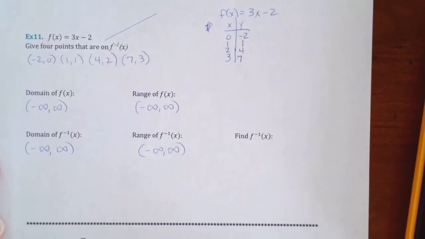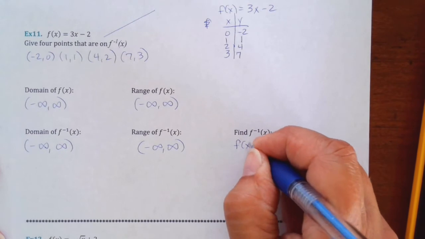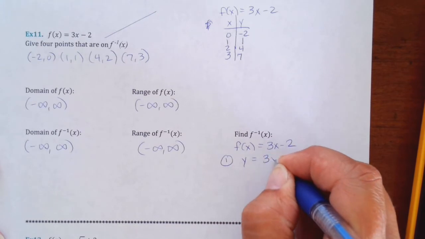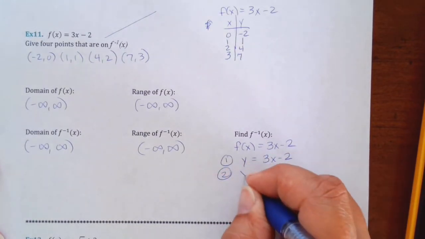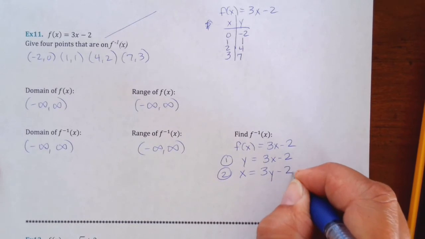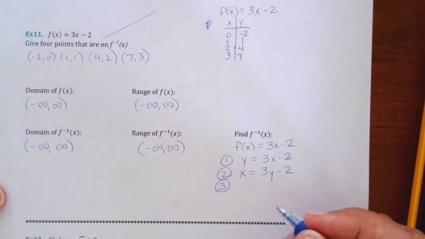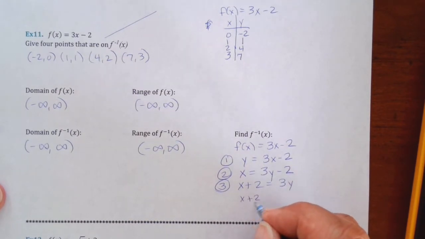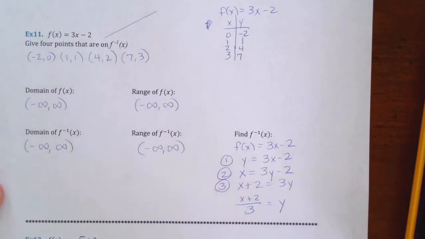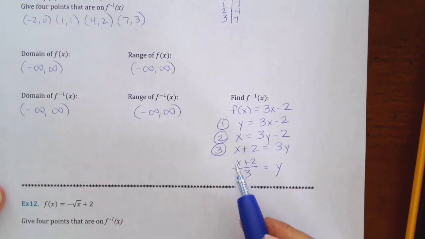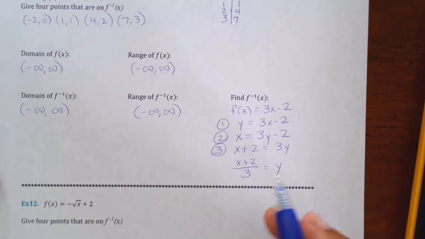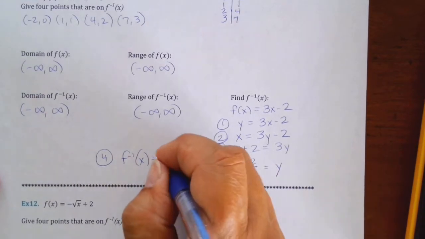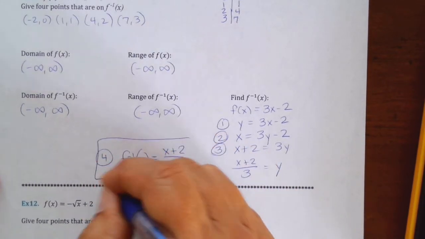All right, find the inverse. So here's our function. Step 1, change f of x to y. Step 2, switch the x and the y. Step 3, solve for y. So add 2 to both sides and divide by 3. And you could write that as 1/3 x plus 2/3, or x plus 2 over 3. That's fine. Same thing. And then step 4 is your inverse notation. So that equals x plus 2 over 3. Okay?